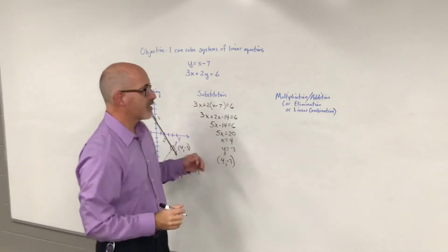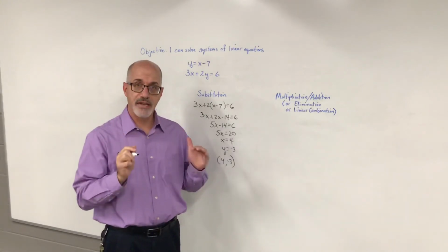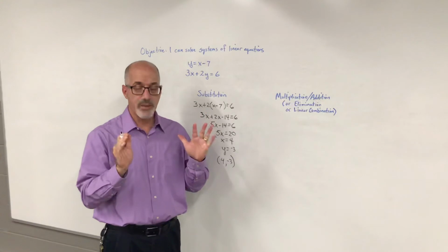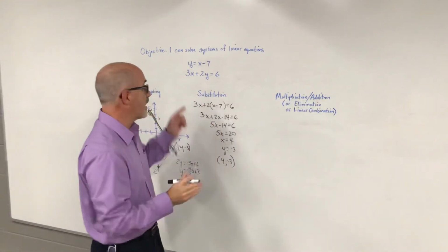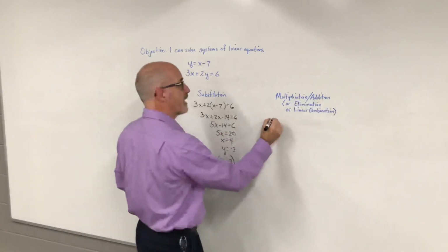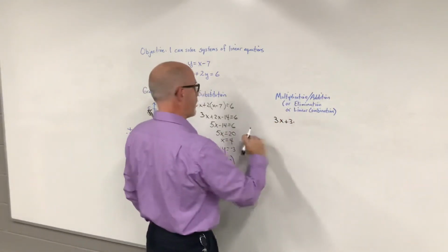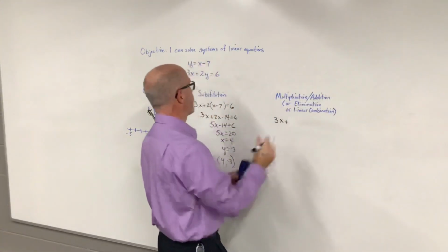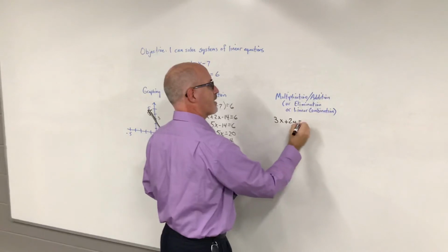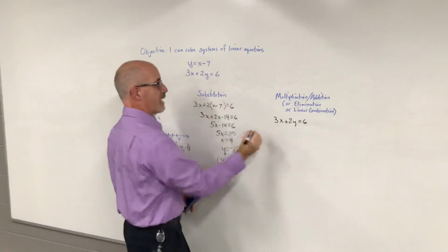The multiplication addition method, what you have to do is get them in standard form, primarily. You can do it other ways, but primarily get in standard form, line up the x's and y's. So this one is already in standard form, so I'm just going to list it. Sorry, this is plus 2y equals 6. And now I'm going to get this one into standard form by subtracting x.